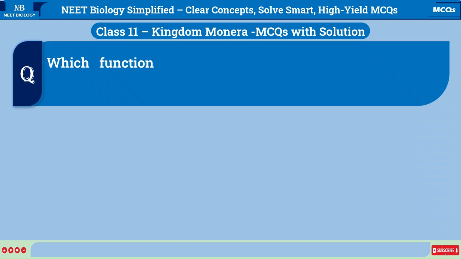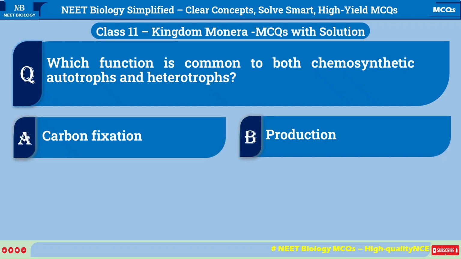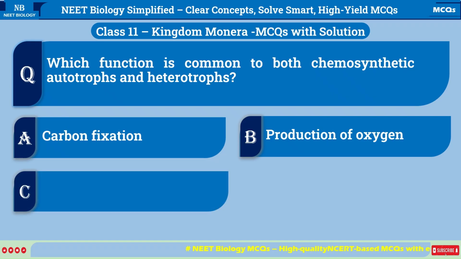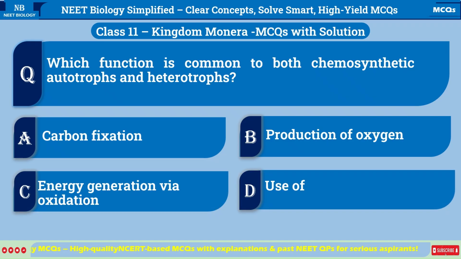Which function is common to both chemosynthetic autotrophs and heterotrophs? A. Carbon fixation. B. Production of oxygen. C. Energy generation via oxidation. D. Use of chlorophyll.